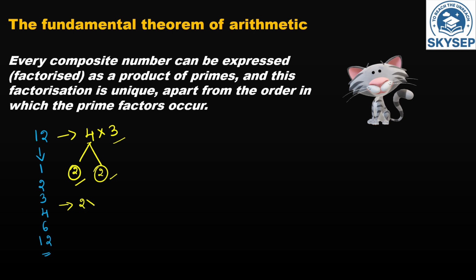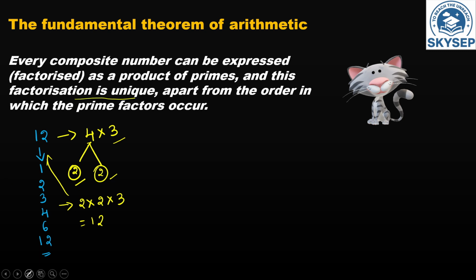So what can we write? 2 into 2 into 3. 2 2s are 4, 4 3s are 12. We are getting the original number. So every composite number can be expressed as a product of primes, and this factorization is unique.